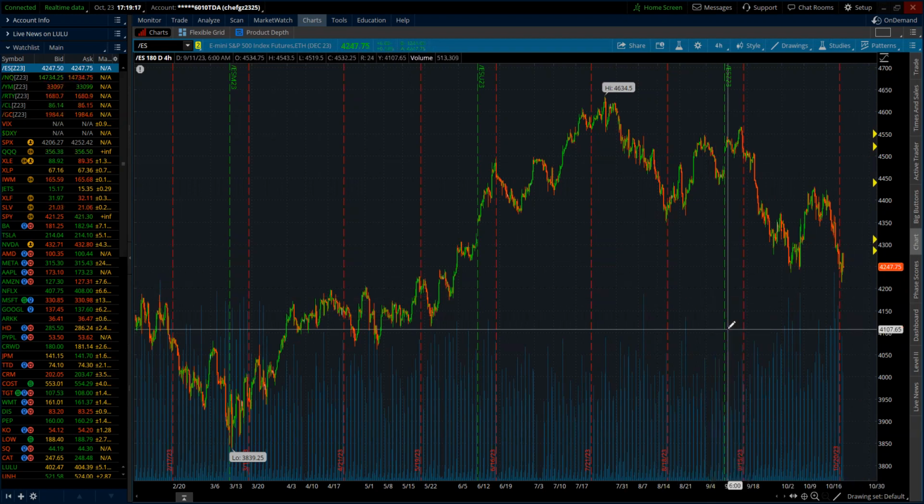Okay, so keep it simple. Respect your stop loss. Trail stop. Trail in the green. Respect your stop losses, guys. If it's not going your way, just get out and accept it.